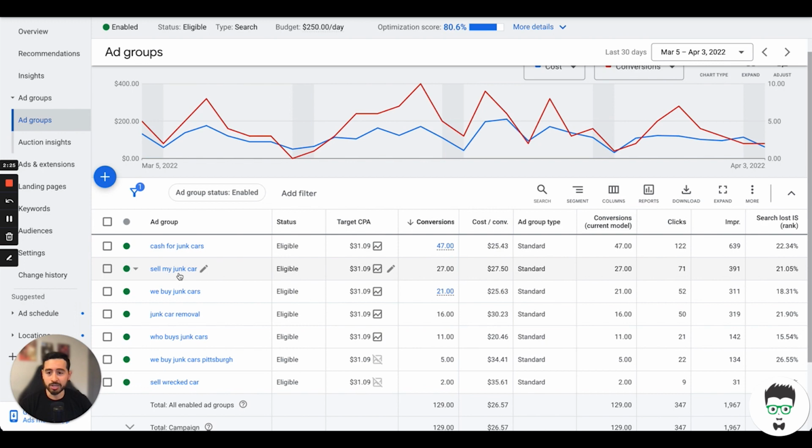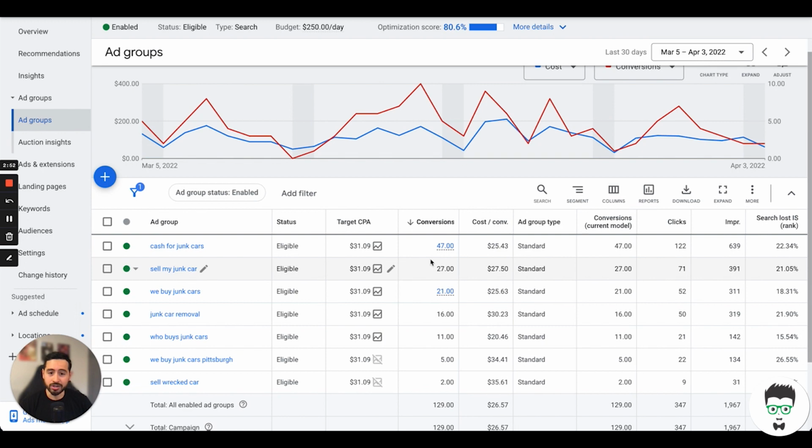And then you have sell my junk car, we buy junk cars, junk car removal, who buys junk cars, we buy junk cars Pittsburgh. So this client is located in Pittsburgh. This is a geo-based ad group. Sell wrecked car. And that's just about it. But if you notice, the bigger drivers here are cash for junk cars and sell my junk car. So these keywords overall have been performing very well in this account.